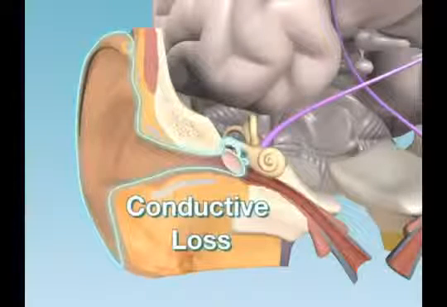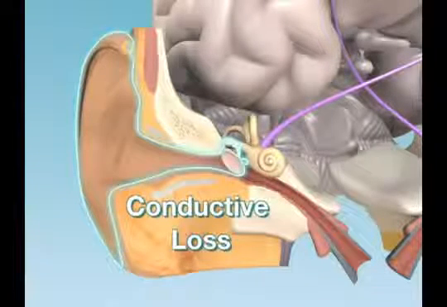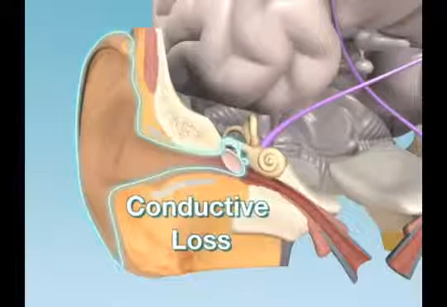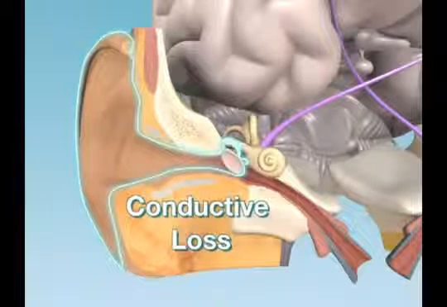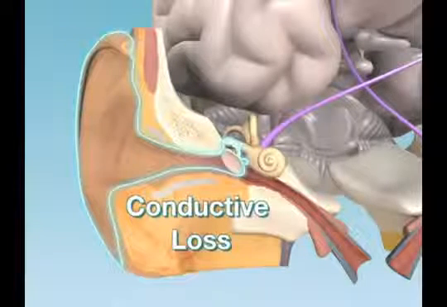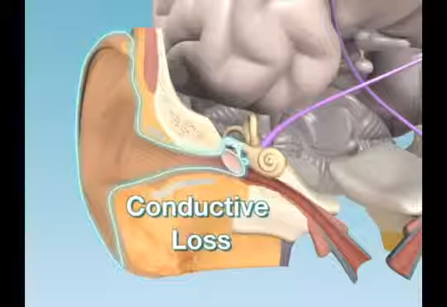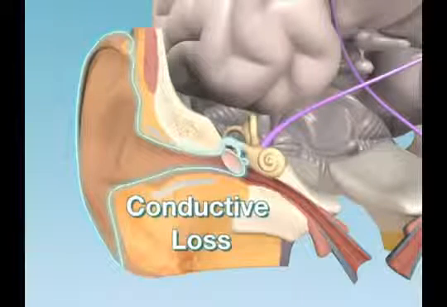A conductive loss is when the sound can't get to the cochlea for the nerves to do their job. Common types of conductive loss include excessive cerumen, or wax buildup, foreign object in the outer ear, perforation or tear of the eardrum, or excessive fluid buildup in the middle ear. Most of these hearing losses have medical or surgical treatments.